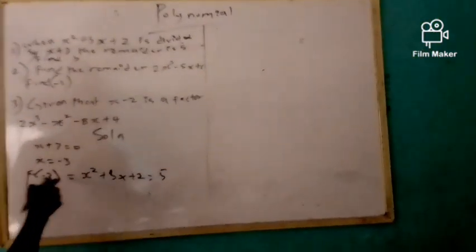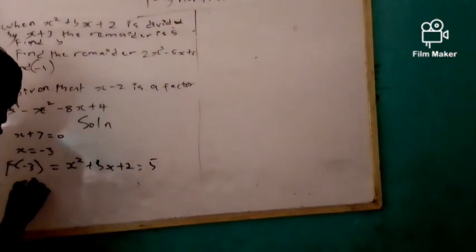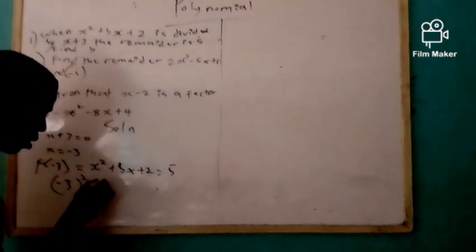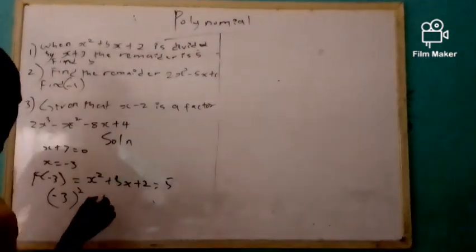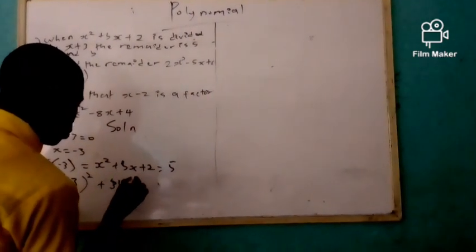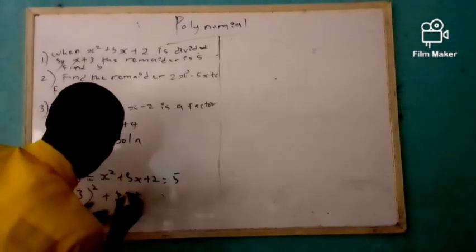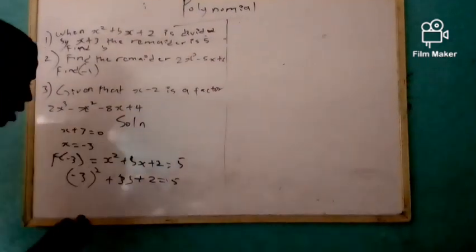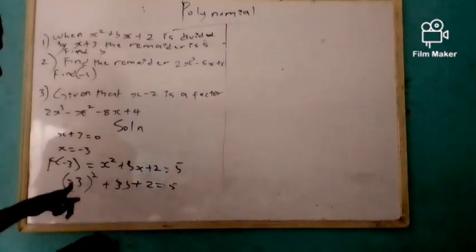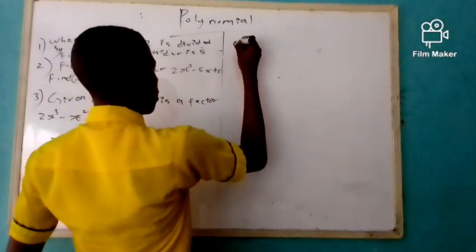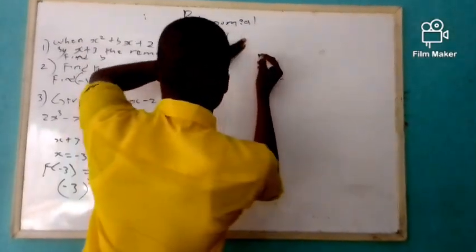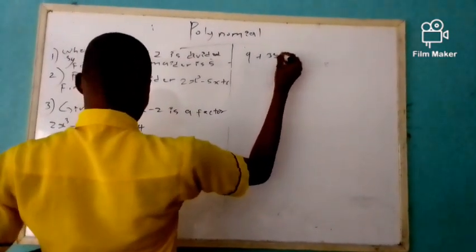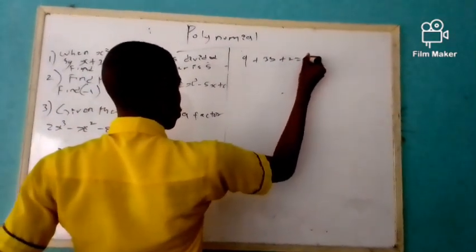So putting x when x is minus 3, it will be minus 3 squared plus b times minus 3, that is 3b, plus 2 is equal to 5. So looking at this now, what am I going to do? Minus 3 squared is what? That is 9. Minus 3 squared is 9, right? 9 plus 3b plus 2 is equal to 5.